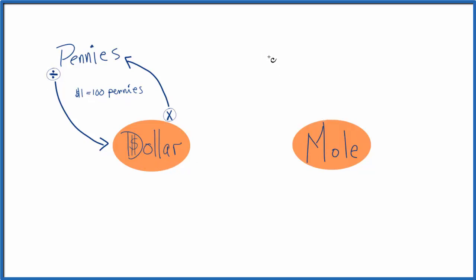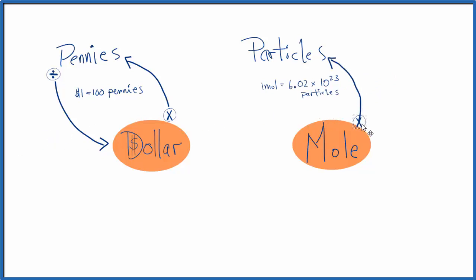With the mole, we talk about particles. And 1 mole equals Avogadro's number of particles. If we have 2 moles, we'll multiply by Avogadro's number, and that'll give us the number of particles. If we have a bunch of particles and we want to go to moles, we just divide.